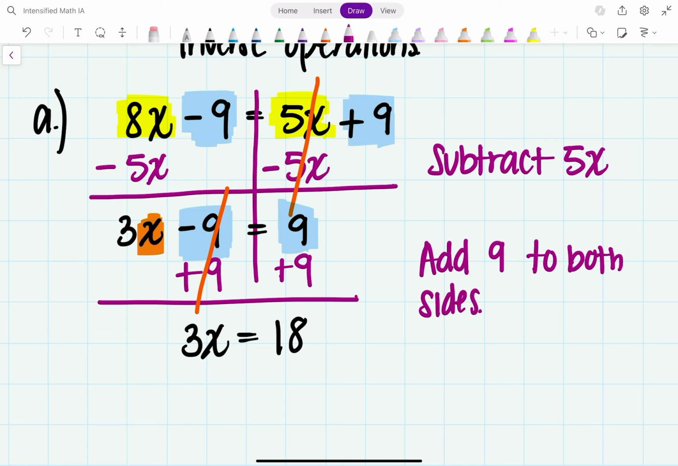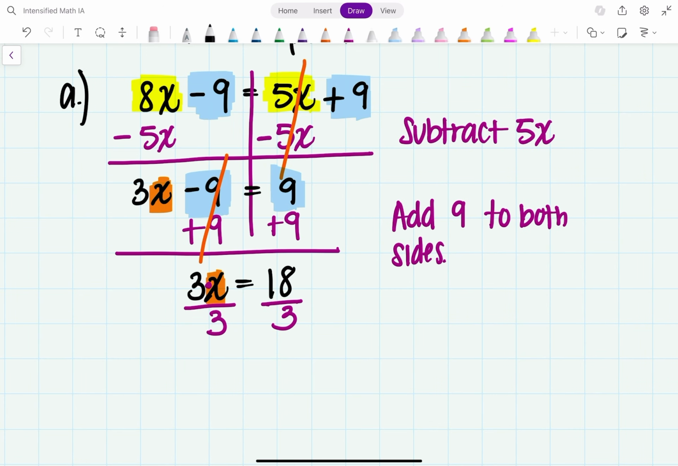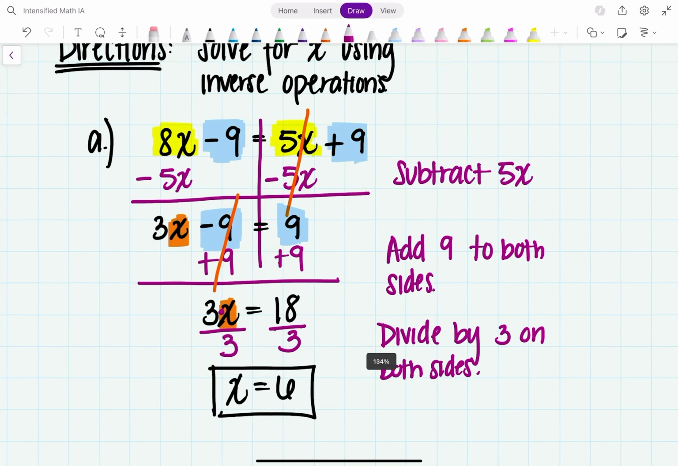Our final step: because we want to leave the x alone, the operation happening between the 3 and the x is multiplication. The opposite of multiplication is division, so we divide both sides by 3. That gives me a result of x equal to 6. Once again, we're only doing the inverse operation if we have to move the number to the opposite side. If they're on the same side and they're already like terms, I have to keep them the same. So that's our first example.